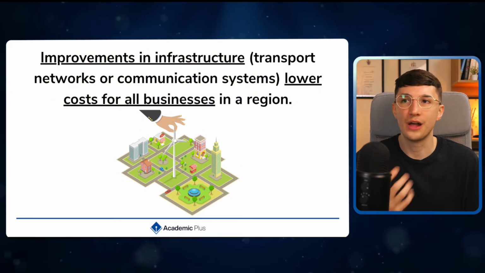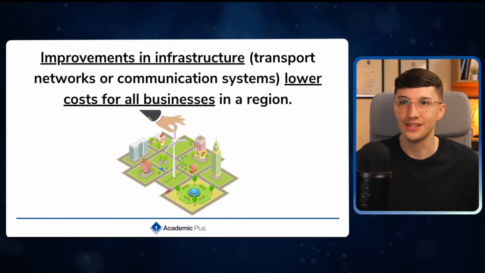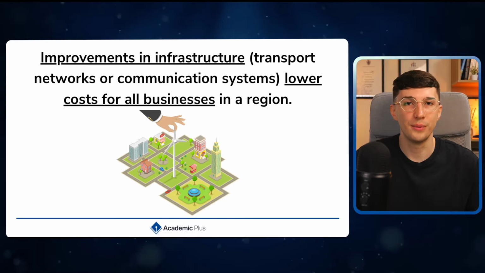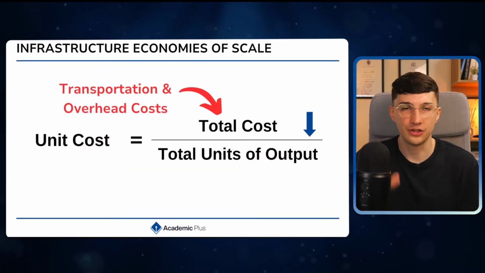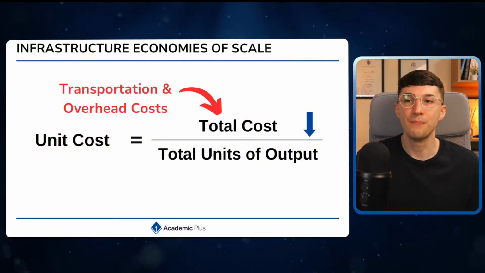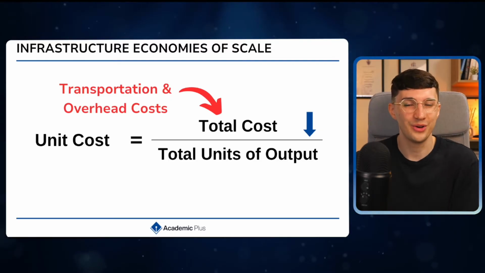We can also look at the development of communication systems. So we've got quicker access to the internet. And what this would mean is it would reduce the cost for all businesses in that region. So what happens is our transportation and overhead costs would begin to reduce, total costs reduce, and it makes the businesses operate a little bit more efficiently, which can of course reduce our unit cost.